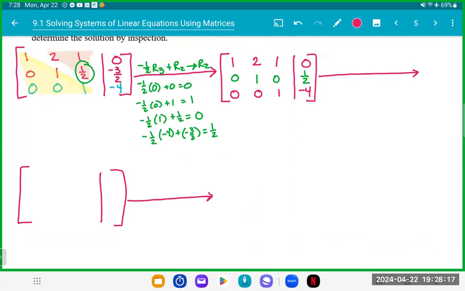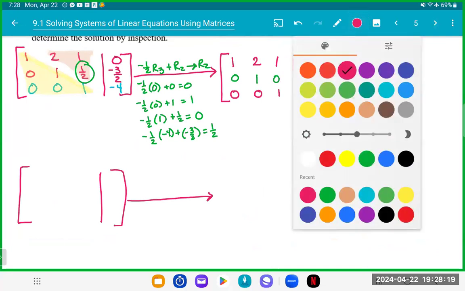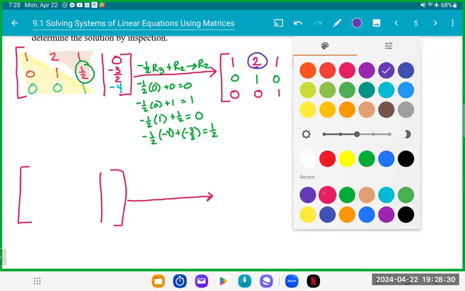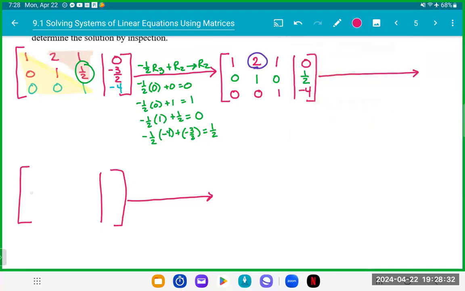All right. So now what do we want to do? Now we want to get this one right here as a 0. So that means we're changing row number 1. So row number 2 and row number 3 do not change.